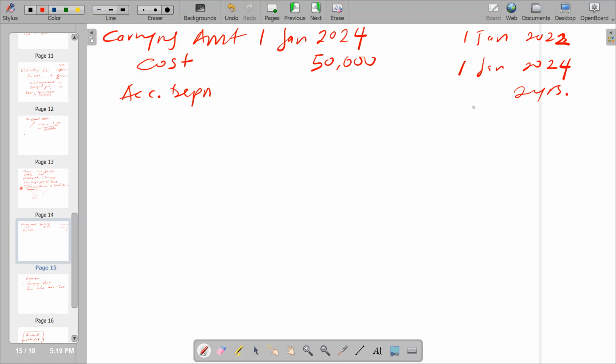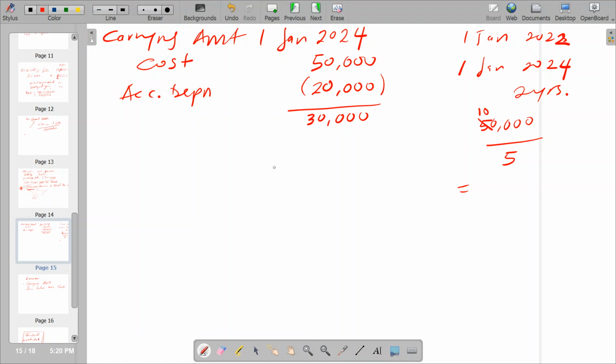Okay, so depreciation per year is how much? It's 50,000 over 5, right? Because the useful life is 5 years. So 50,000 over 5 will give us 10,000. And we are looking at 2 years, so it means to be 20,000. So the carrying amount will be 30,000. Okay. So on the date we decided to sell the asset, this is the carrying amount.